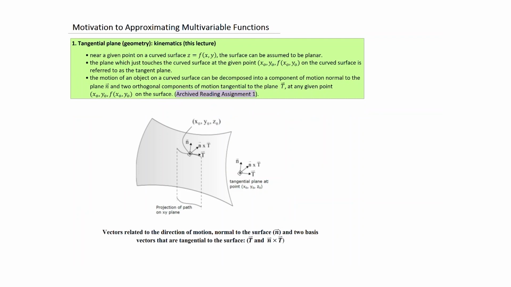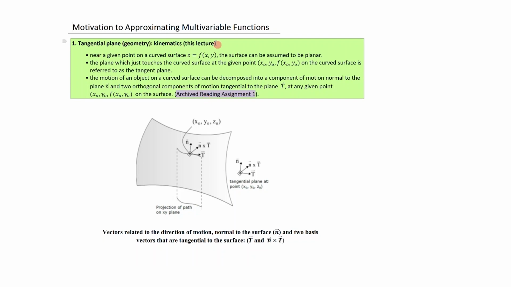All right, so let's look at different contexts in which tangential planes occur. The first is a tangential plane in a geometric sense, and this arises when we're dealing with kinematics, for instance, objects rolling down a hill. This is covered in this particular lecture. You're not responsible for this because the details are in archive reading assignment 1, but this includes details that are not in the shorter version. But those that are interested can always look at it.